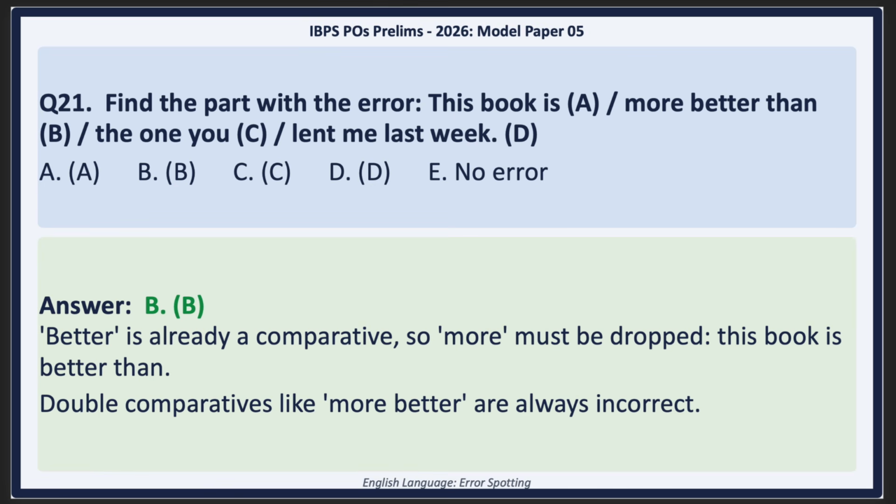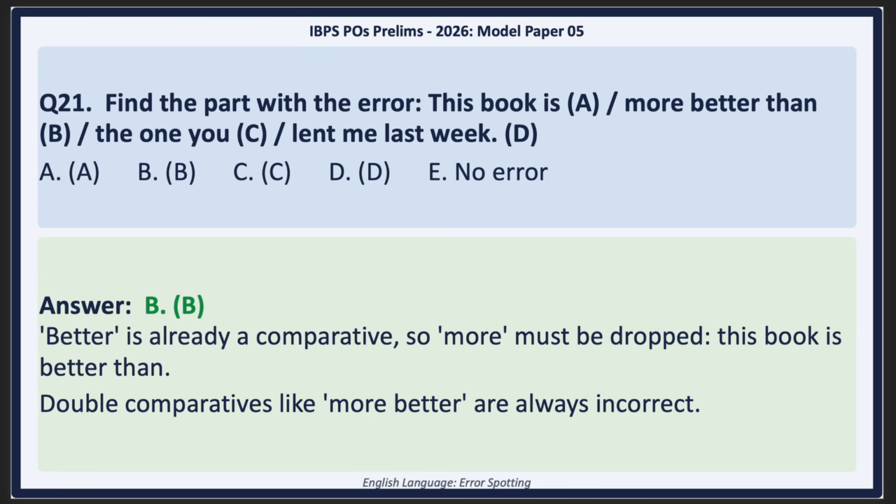Okay, question 21 is one I just have to laugh at. "This book is more better than the one you lent me last week." People really do say "more better." They do, but grammatically, it violates the redundancy rule. Option B is correct in identifying the error. "Better" is already the comparative form of "good." So adding "more" is basically doubling up. Exactly. It creates an invalid double comparative. It's like wearing two pairs of glasses at the same time to see better. The "more" simply must be dropped.